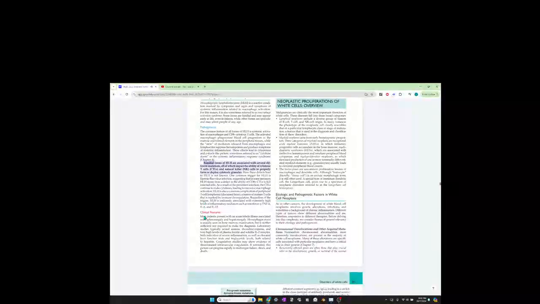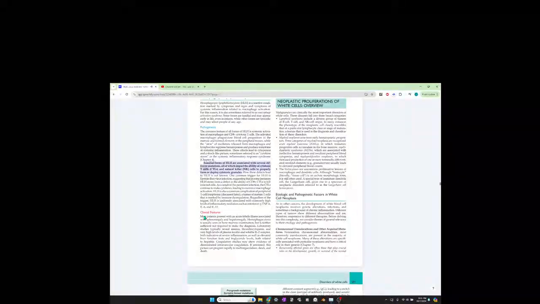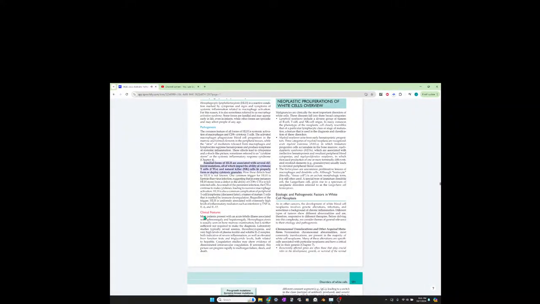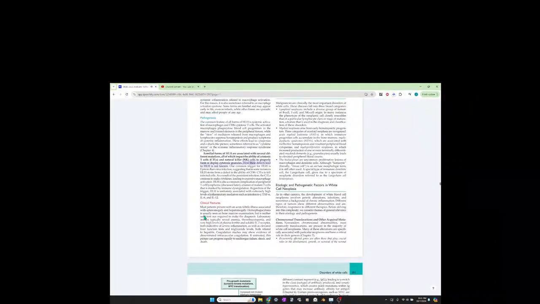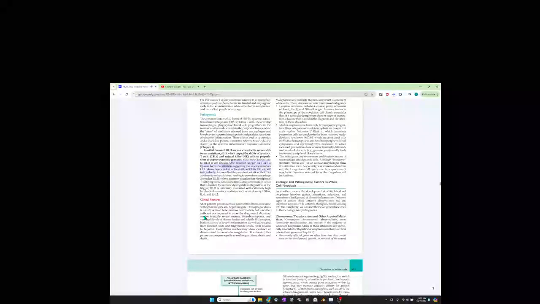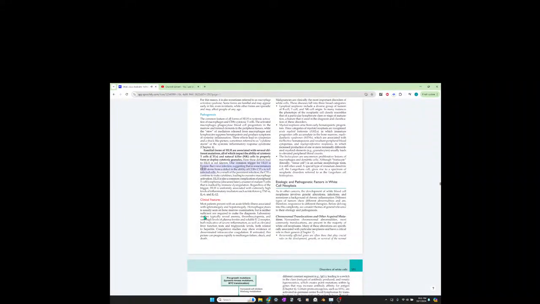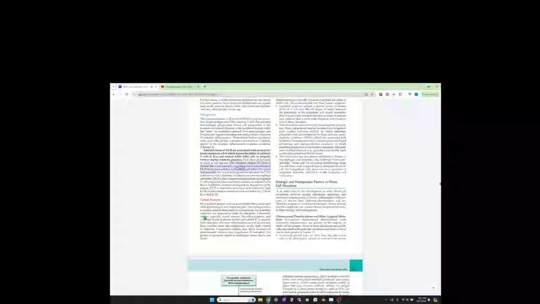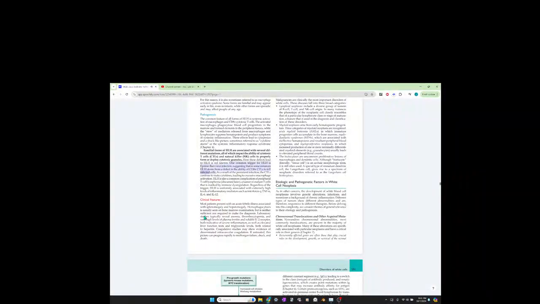Familial forms of HLH are associated with several different mutations, all of which impact the ability of cytotoxic T cells and natural killer cells to properly form or deploy cytotoxic granules. How these defects lead to HLH is not known. One common trigger for HLH is Epstein-Barr virus infection, suggesting that in some instances HLH stems from a defect in the ability of CD8 CTLs to kill infected cells.